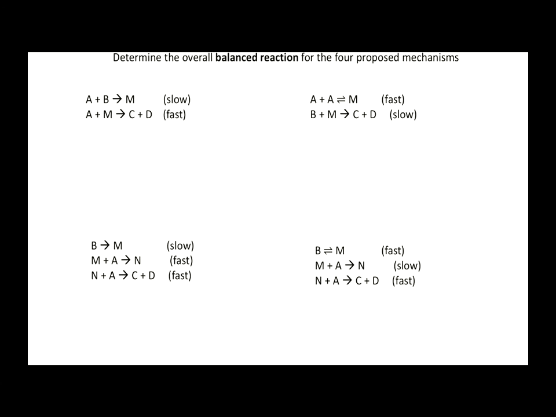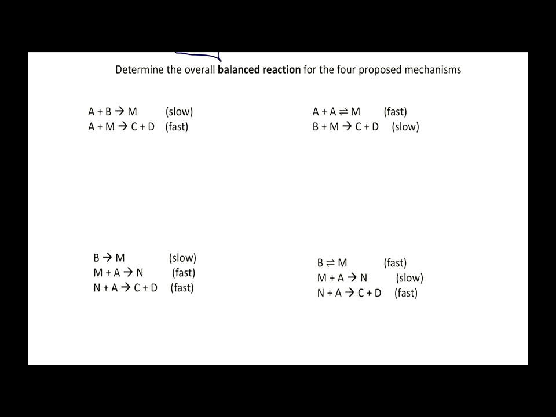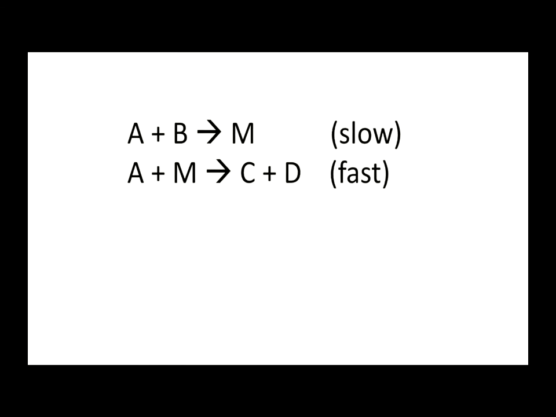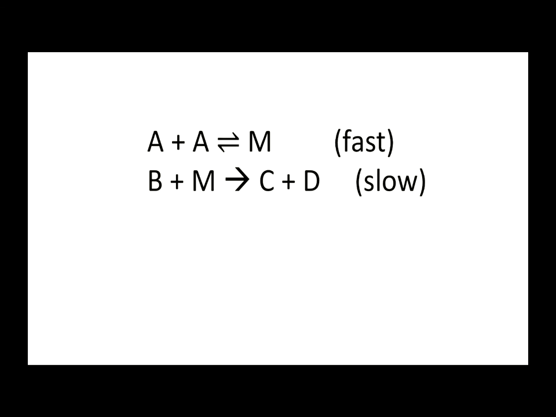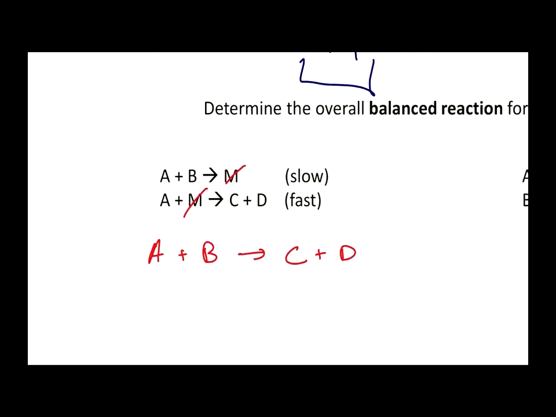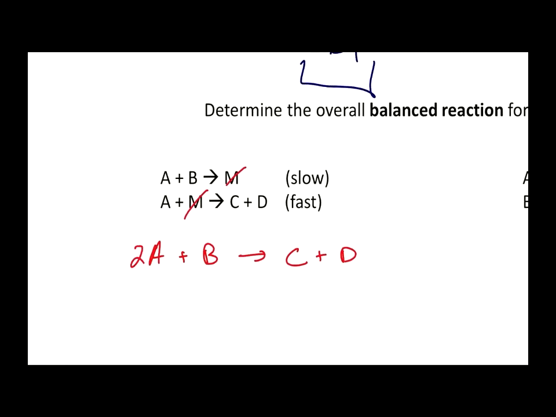Let's get the overall balanced equations for all of these mechanisms. Let's do this first one. What cancels? M. Anything else? No, that's it. So A plus B gives C and D. M is an intermediate. Okay, great. Let's do the next one. What cancels? M. Yeah, it's 2A, sorry. Thanks.